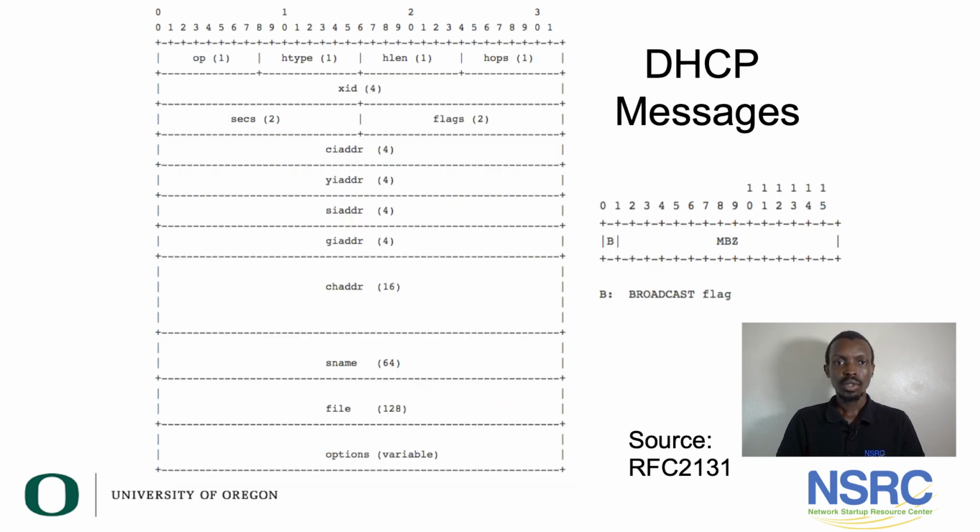This slide shows the structure of DHCP messages, and under one of the options is that broadcast flag. If it's 0, then it's normal. If it's 1, then the client is requesting that the offer be broadcast to it.